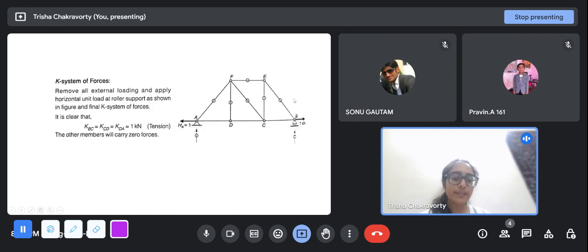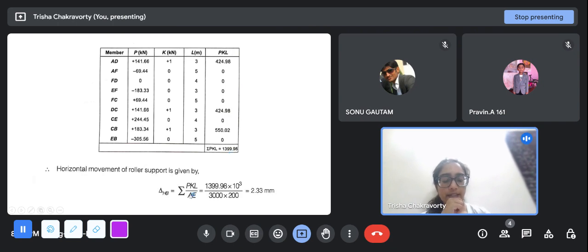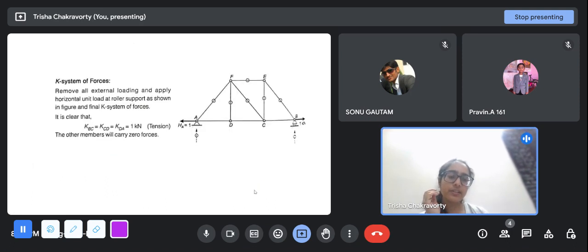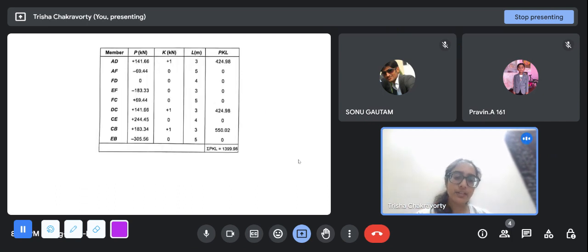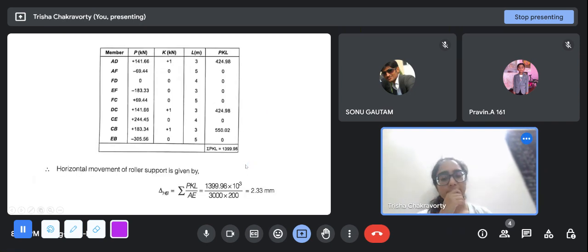So accordingly, you will take each member and note down the lengths, and the PKL product, this into this into this, is non-zero for these three members. You will add them, and you will divide by AE, which was constant for all. So you will divide this sum by AE, and you are getting 2.33 millimeters positive. So what does this imply again? Since we applied the unit load pointing towards the right, the displacement that we find out is positive. That means that this roller is getting displaced in the right direction. So this is the nodal displacement.